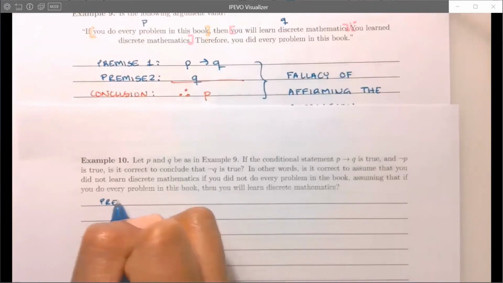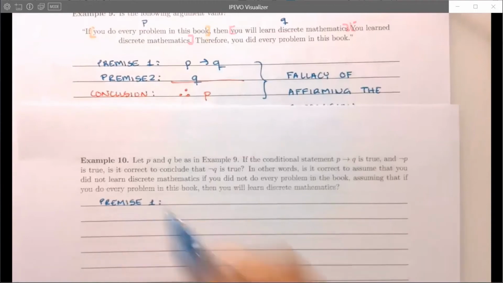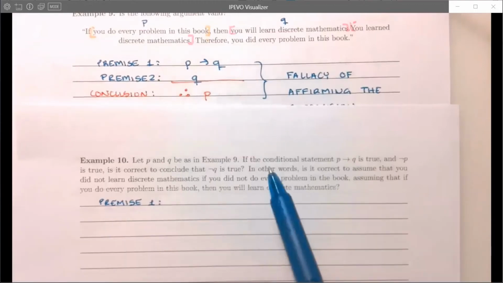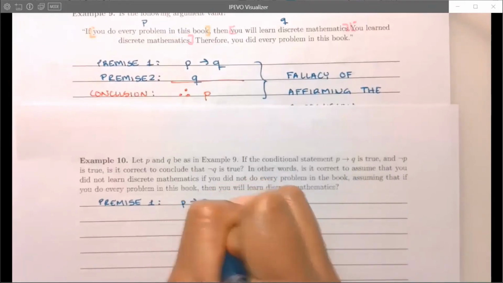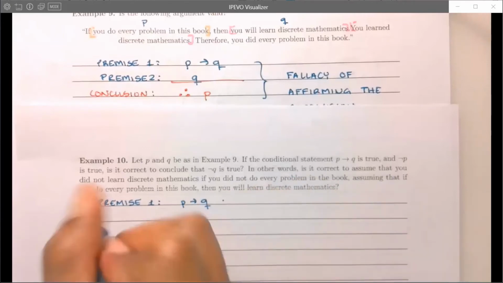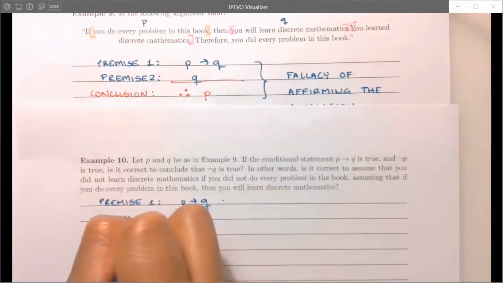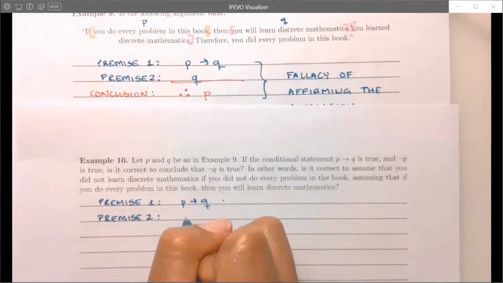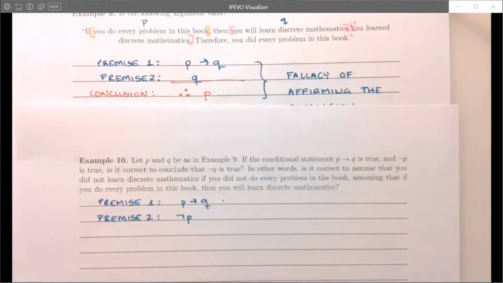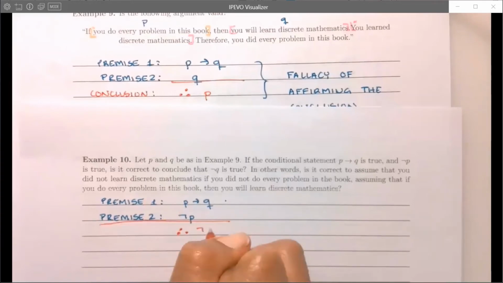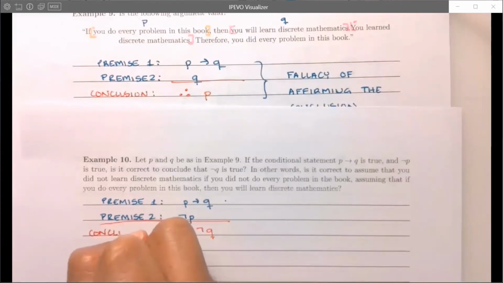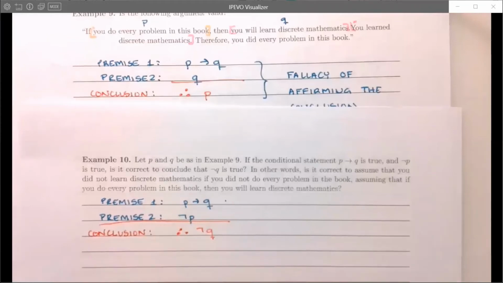Let's first try to write it down into premises and conclusion. So if the conditional statement P implies Q is true, that's our first premise. And negation P is true, that's our second premise. Are we allowed to conclude that negation Q is true? So the conclusion is negation Q. The question is, is this a valid argument?